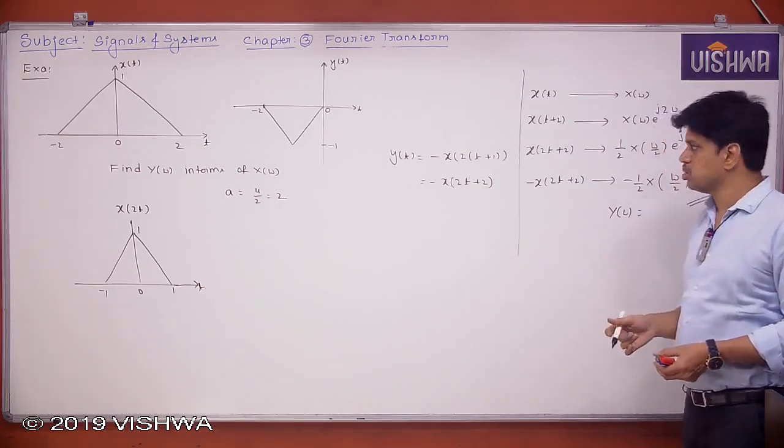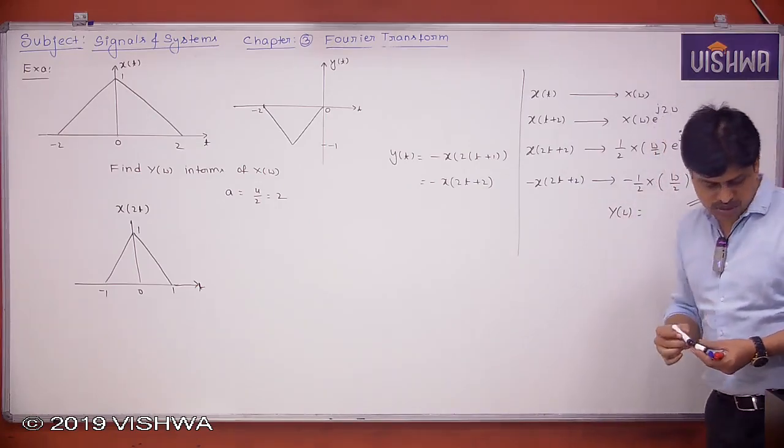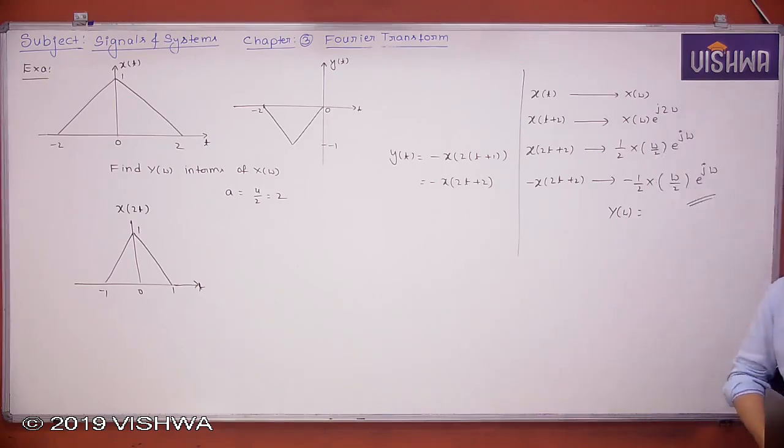I hope you understood. So we just have to see what is the relation between y of t and x of t. From that we can calculate what is y of omega in terms of x of omega.